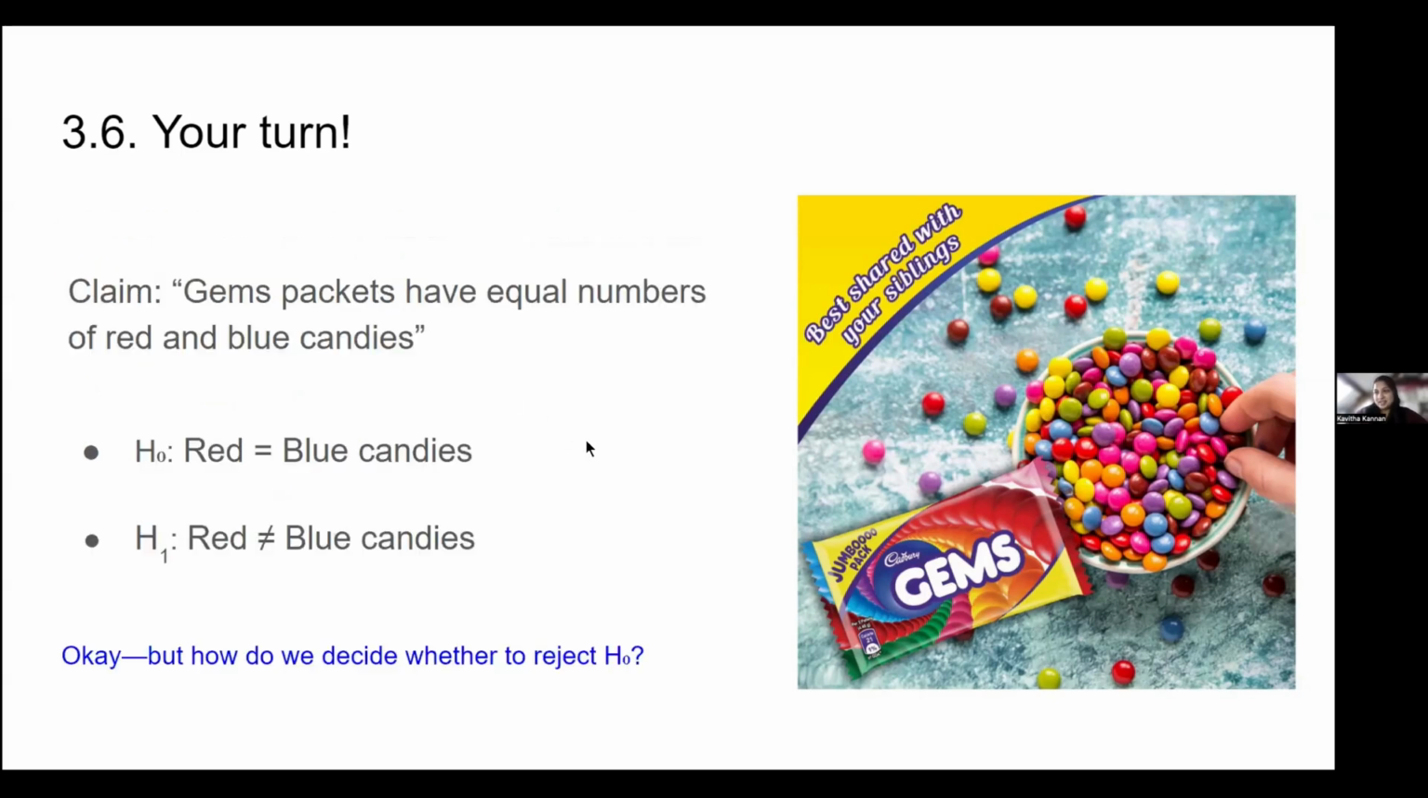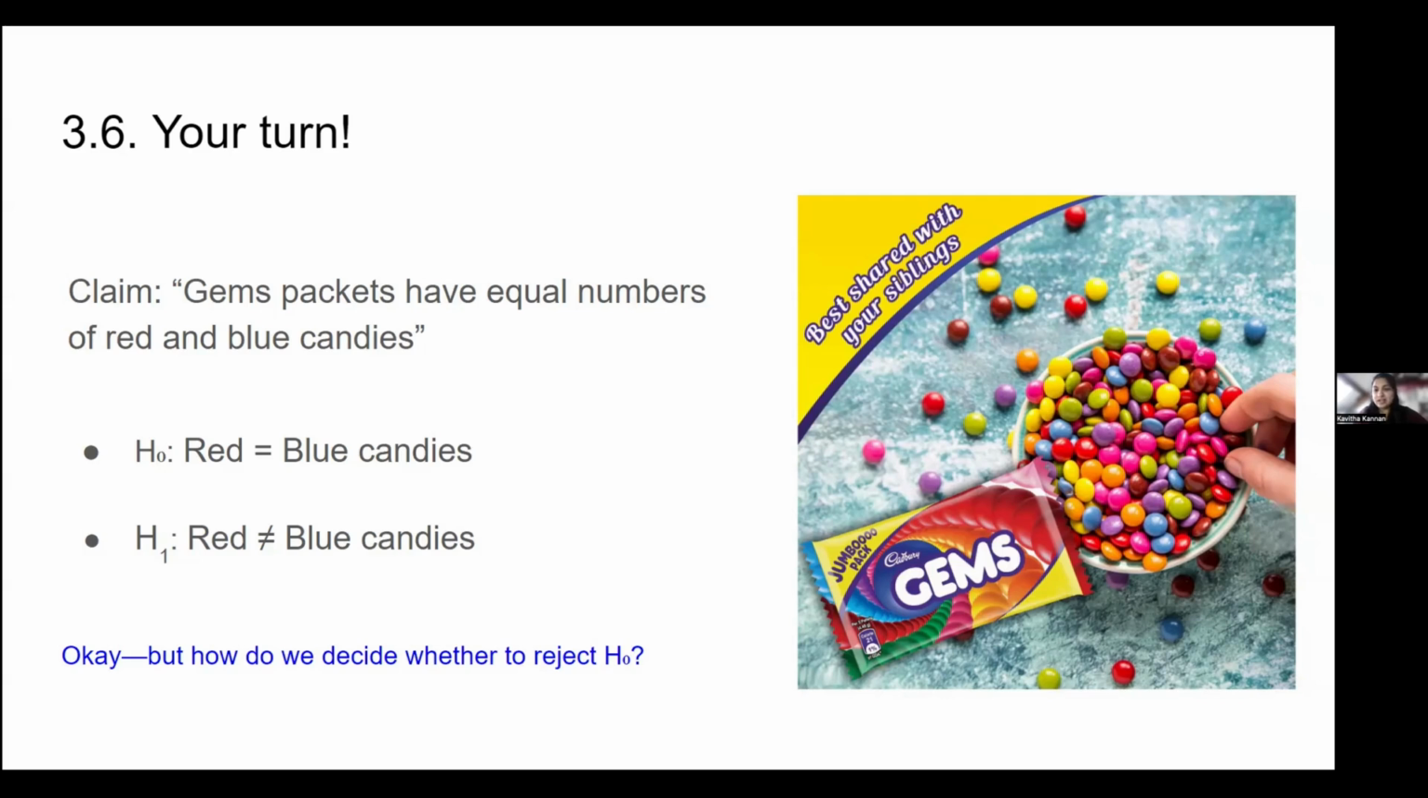So if this is my claim, then my null hypothesis is just a hypothesis. You don't know if they have equal numbers, if blues are more than red, if it doesn't, if there is, we didn't talk about orange at all, Shiva. But the null hypothesis for this particular claim is that the red candies are equal to the blue candies in the gems packet. And the alternate hypothesis is that the red and blue candies are not equal to each other.